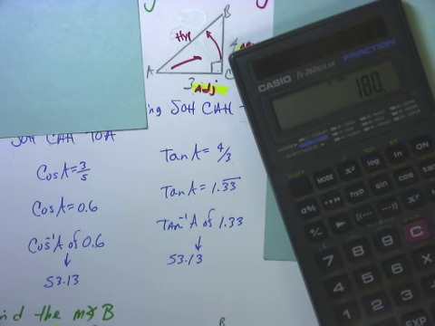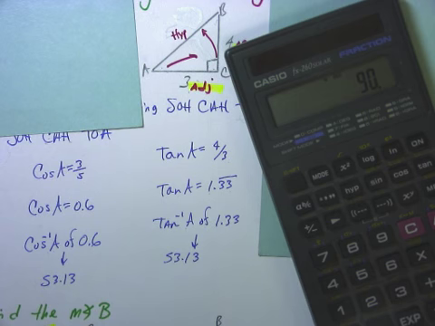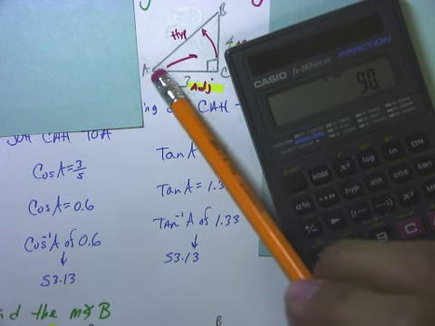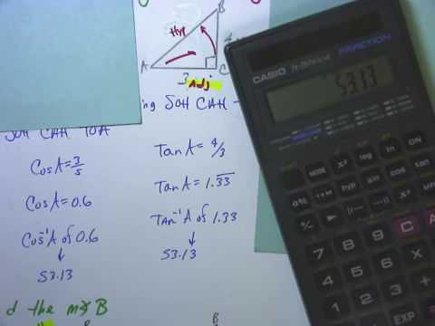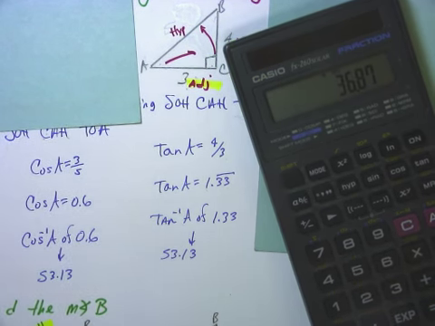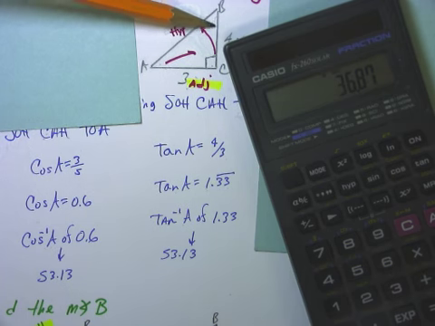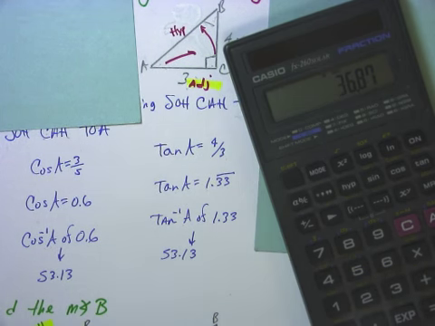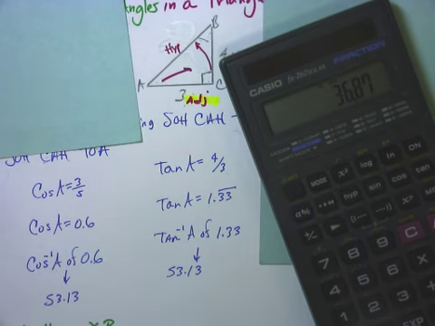Well, if you remember, a triangle has 180 degrees, right? If I use up 90 degrees here, I'm going to subtract 90. That leaves me with another 90 degrees. And if I use up 53.13 degrees here, minus 53.13 degrees there, leaves me with 36.87 degrees. Which means then that the measure of angle B is 36.87 degrees.